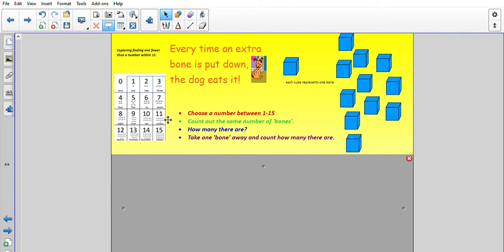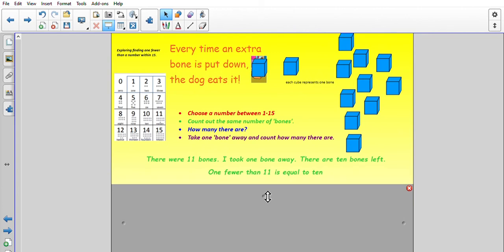Now, here comes that cheeky dog, and he's going to eat this bone here because he's greedy. So I'm going to put it over here. He's going to eat that one. So how many have I got now? I had 11, but the dog's eaten one. So how many have I got? If you're not sure, then we can check. 1, 2, 3, 4, 5, 6, 7, 8, 9, 10. So I now have 10 left.